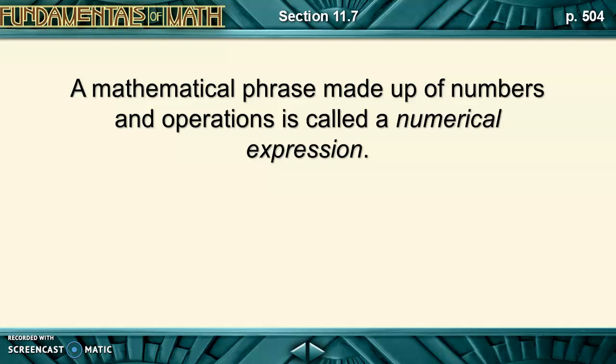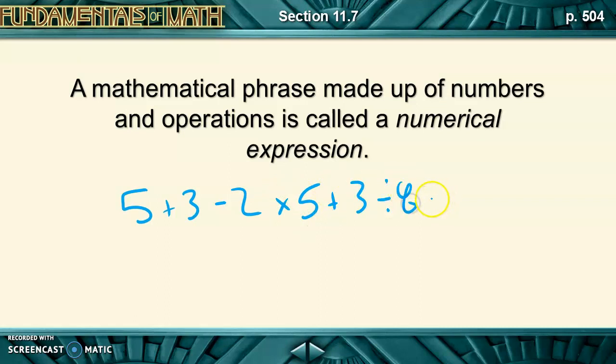Numerical expressions are often what you have whenever you only have numbers and operational signs. Like an example: what is 5 plus 3 minus 2 times 5 plus 3 divided by 8 plus 0 times 0 equal to? Well, there's a lot of stuff going on in this problem, but this is just an example of a long numerical expression.